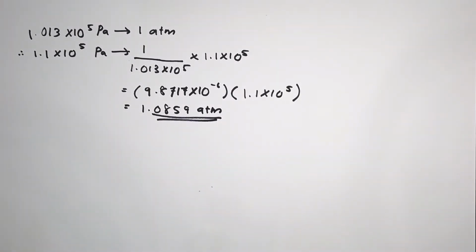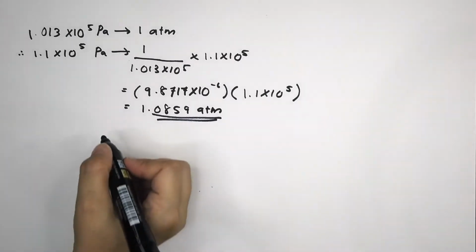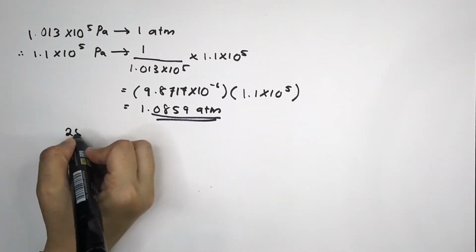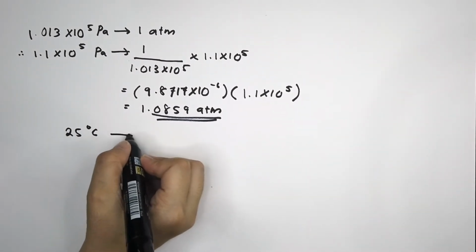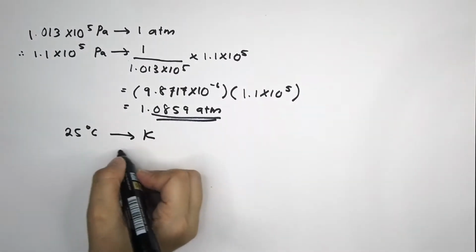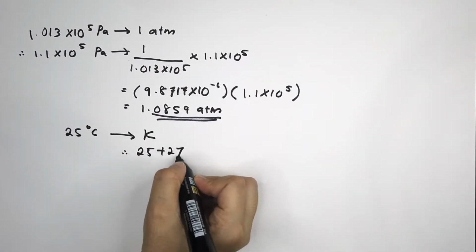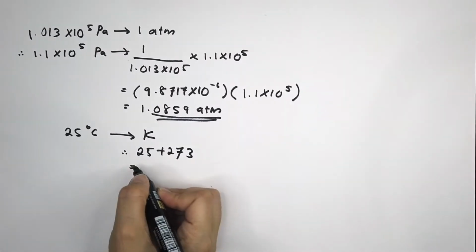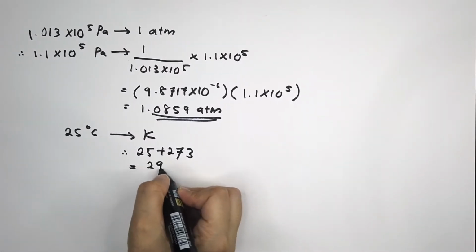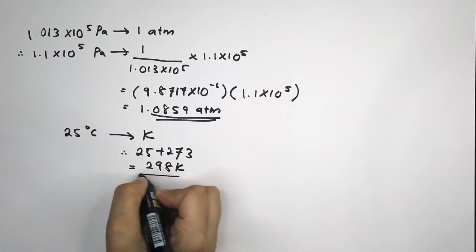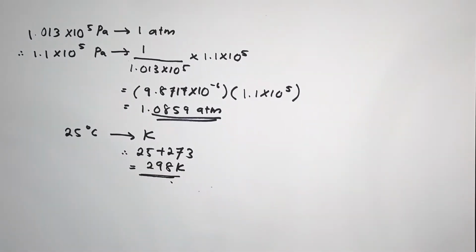Then we are going to move on to the temperature. Given to you in the question, the temperature is 25 degrees Celsius. You want to convert it to Kelvin, so just do 25 plus 273. You should get 298 Kelvin. Alright, let's move on to the volume.